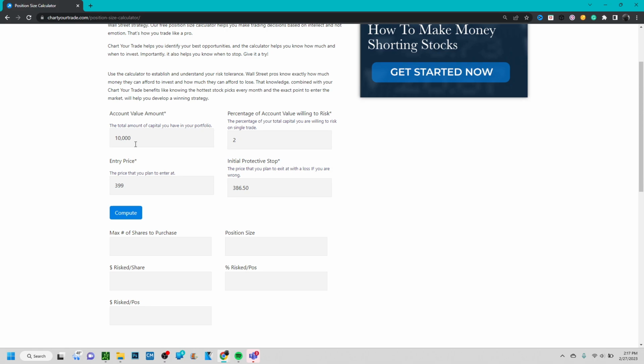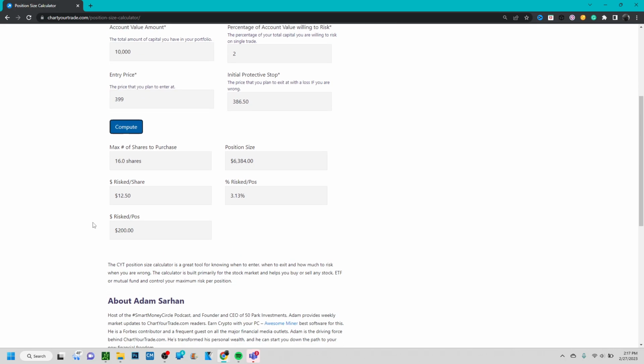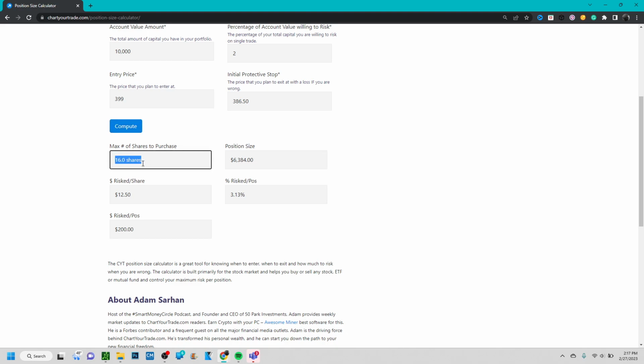And with a $10,000 account, we're risking only 2% of our total capital. And we know we want to stop loss at 386 and we want an entry price at 399. All we're going to do is compute this, and it's going to tell you how much you are able to buy of this given stock here. So the max shares you can purchase is 16 shares. And the reason why you can only purchase 16 shares is if those 16 shares at $399 drop all the way down to $386, you will only lose $200 of your account.